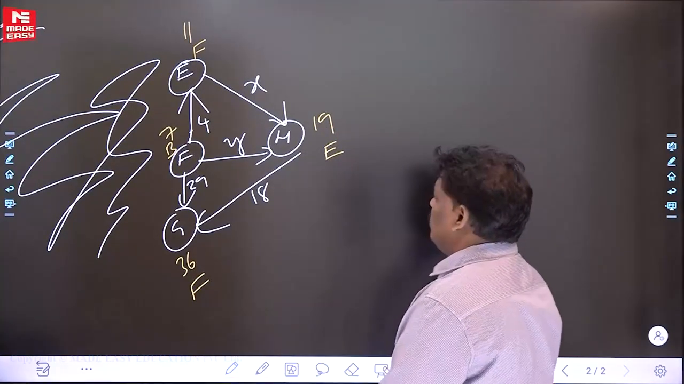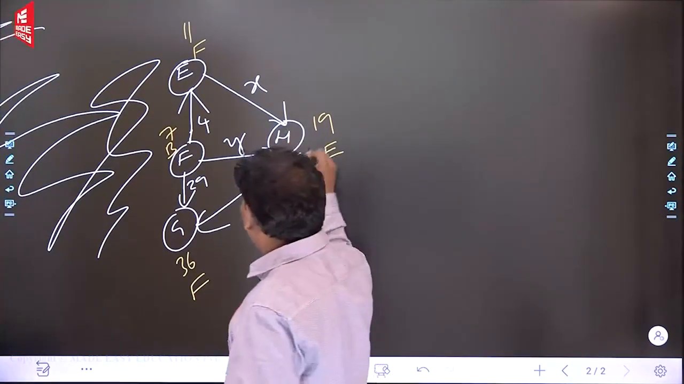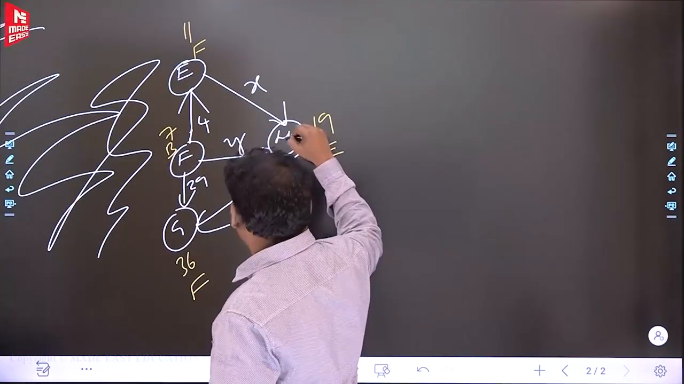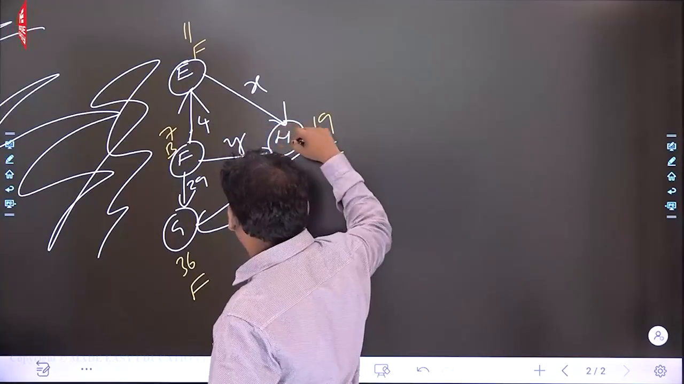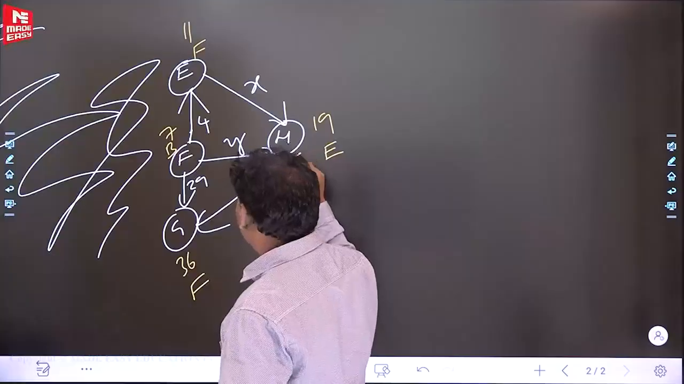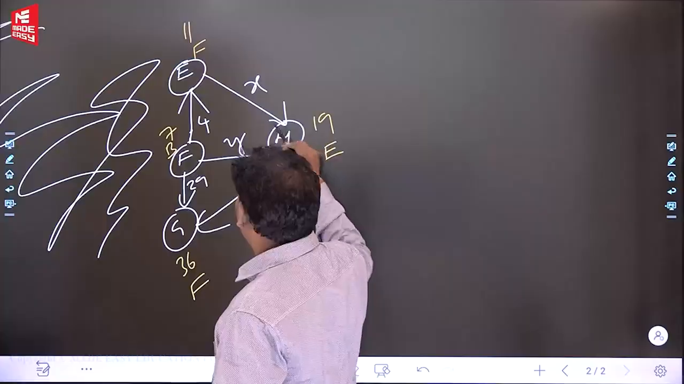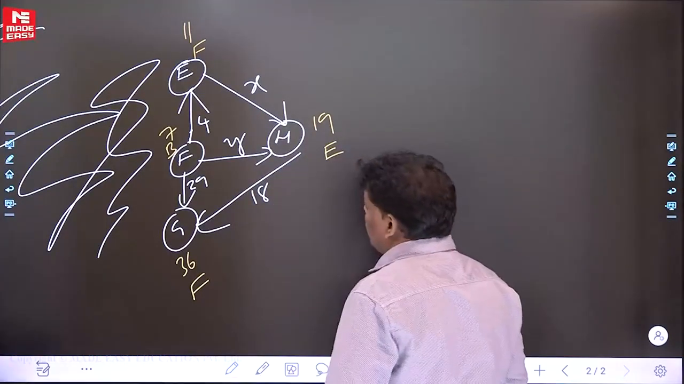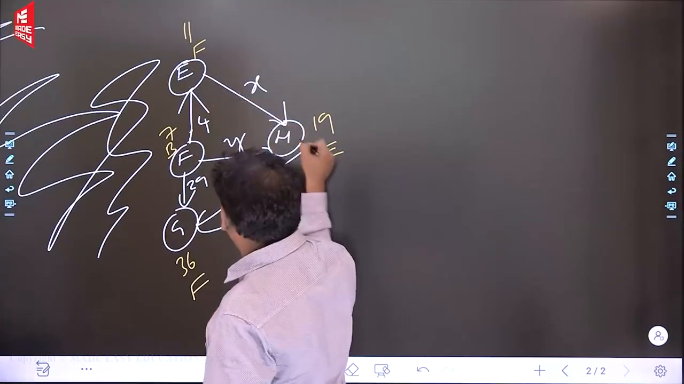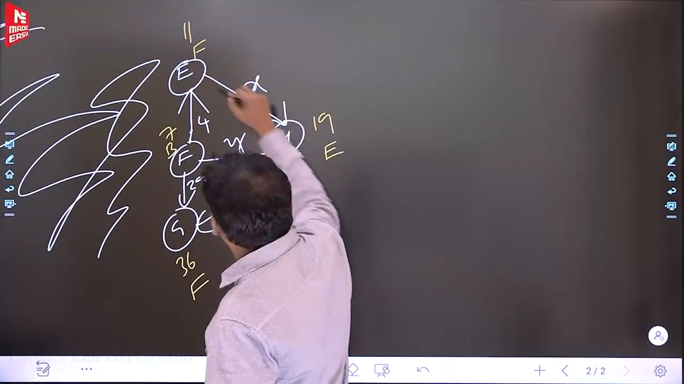Now he is asking for the x value and y value. How will you find out? To come to H, how many possibilities are there? To go from source to H, I want the best answer, that is okay. But to come to H, what are the possibilities? From F you can come, and from E you can come. Two ways are there, either through F or through E.